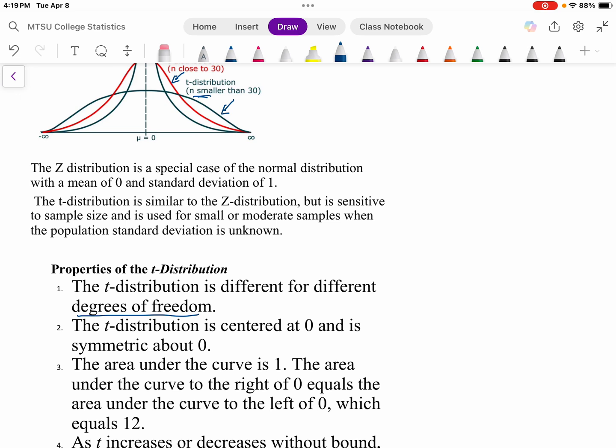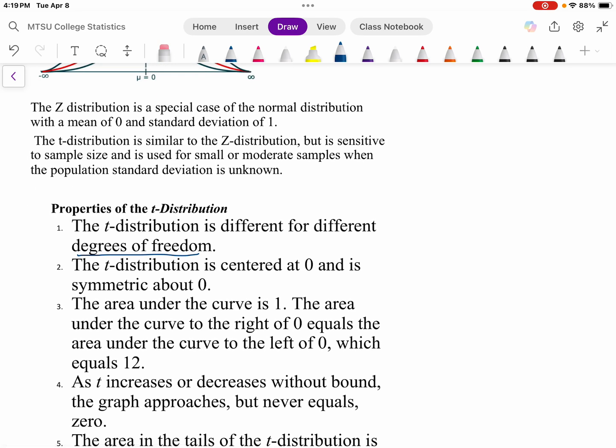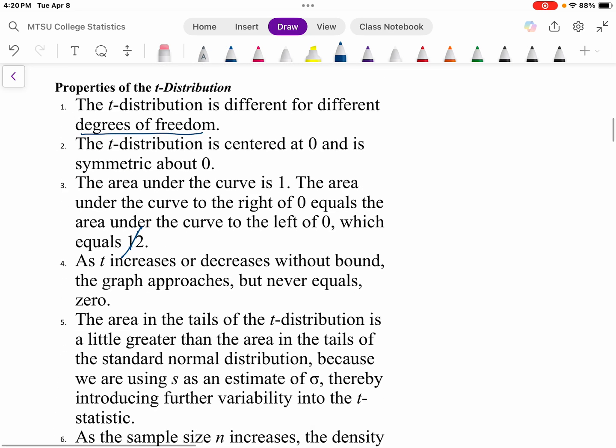A t distribution is set around 0, and it is symmetric about 0. So the mean 0 is in the middle. The area under the curve is still 1. And the left and right halves are even. On the left side of 0, it's equal to half of the area, and the other half is the other half. So I'm going to put a 1/2 in there.